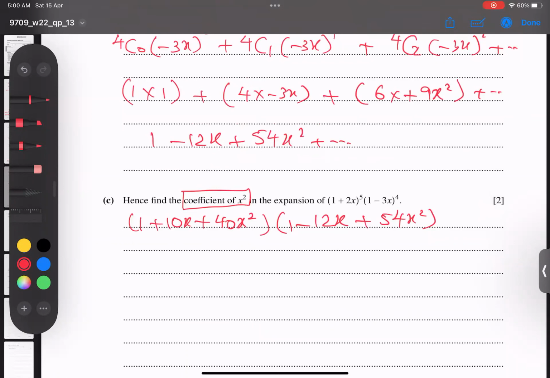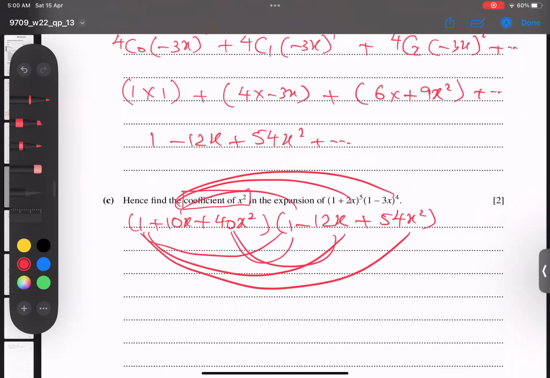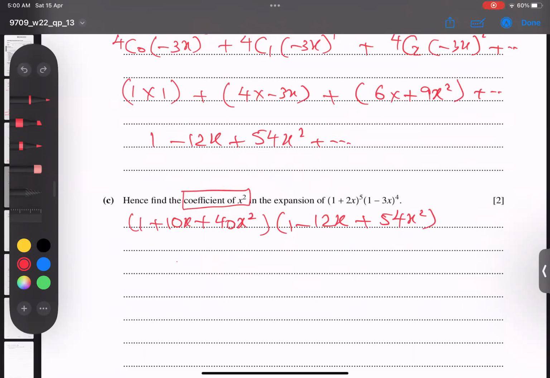Now I have 2 choices. Multiply this, this, this, and then multiply again and again. It's a waste of time only. In this way, I get 9 terms. But why waste time? Simply look for terms involving x to power 2. So common sense: this 1 multiplied with 1, I'm not getting x squared. 1 multiplied with 12x, I'm getting x. So this into this, I get x squared: 54x to power 2.